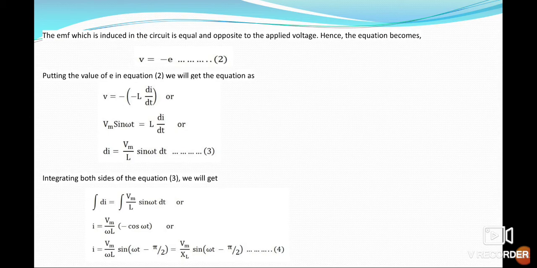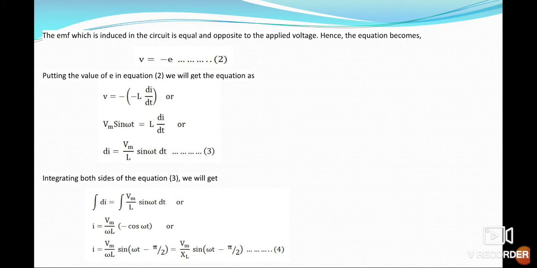That is, by integrating di, we will get on the left hand side only current, that is I, and on the right hand side we will get Vm by omega L minus cos omega t. So, I will be given as Vm by omega L sin omega t minus pi by 2. That is, we are substituting the cos value with a sin value. So, it will be represented as sin omega t minus pi by 2 equals Vm by XL.